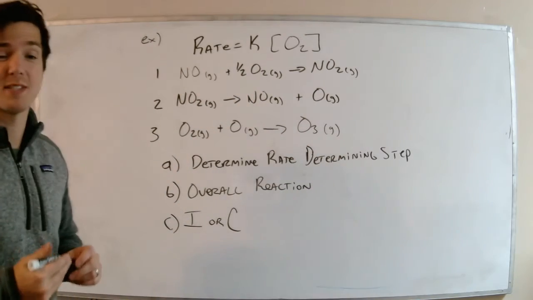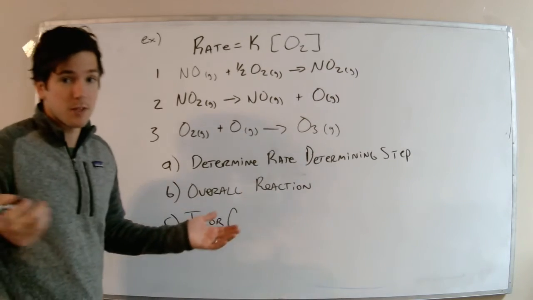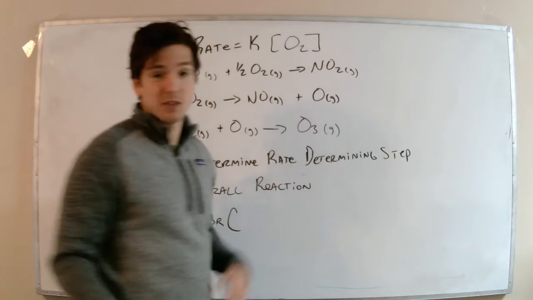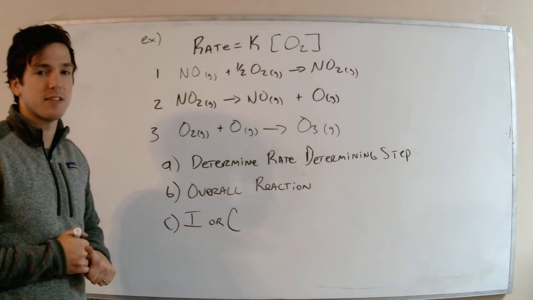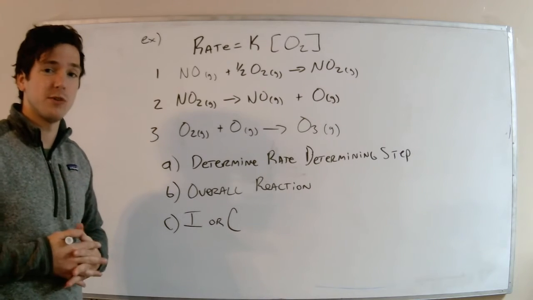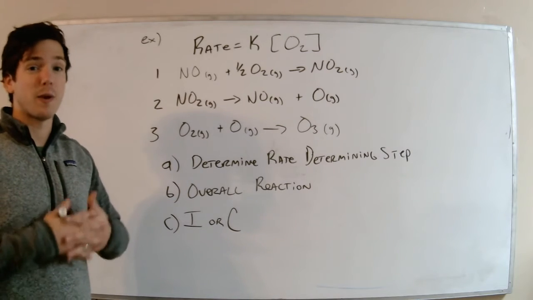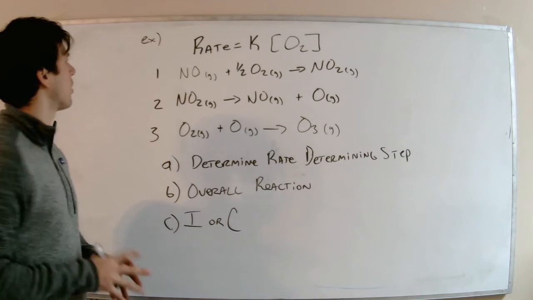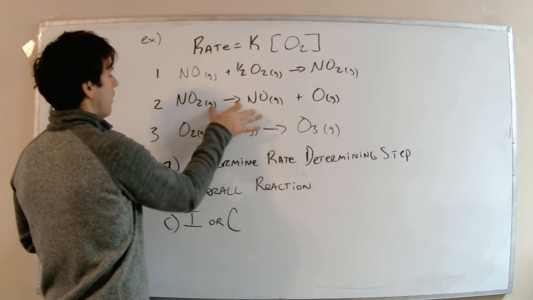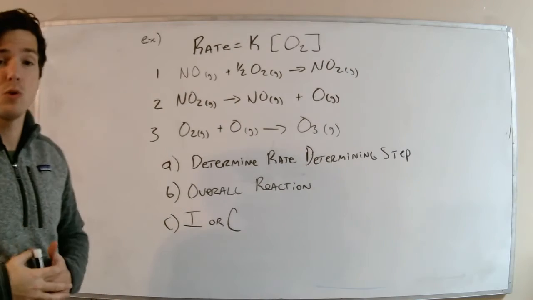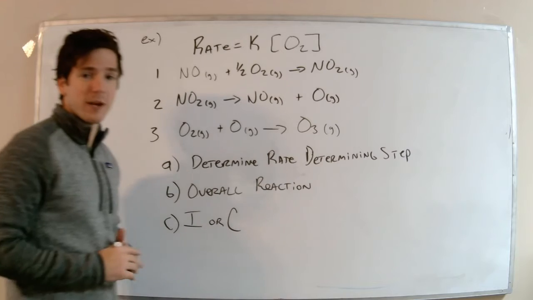Which one determines how fast this goes? Which step is the slowest? Usually, you could just look at the speeds I gave you, and the slow one is the rate determining one. But in this case, I did not give that to you. So you're going to have to look at your rate law. Remember, our rate law is determined by the rate determining step. So our rate is equal to k[O2].